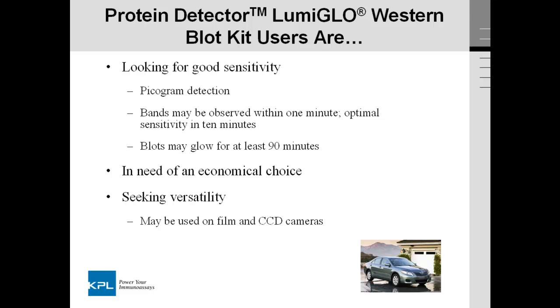Your protein detector LumiGlow Western blot kit users are looking for good sensitivity. They need picogram detection, bands that can be observed within 1 minute with optimal sensitivity in 10 minutes, and blots that may glow for at least 90. These are the customers who need an economical choice and may be seeking versatility. It may be used on film and CCD cameras. For use on a CCD camera, it will need to be a newer camera that allows for exceptional sensitivity.